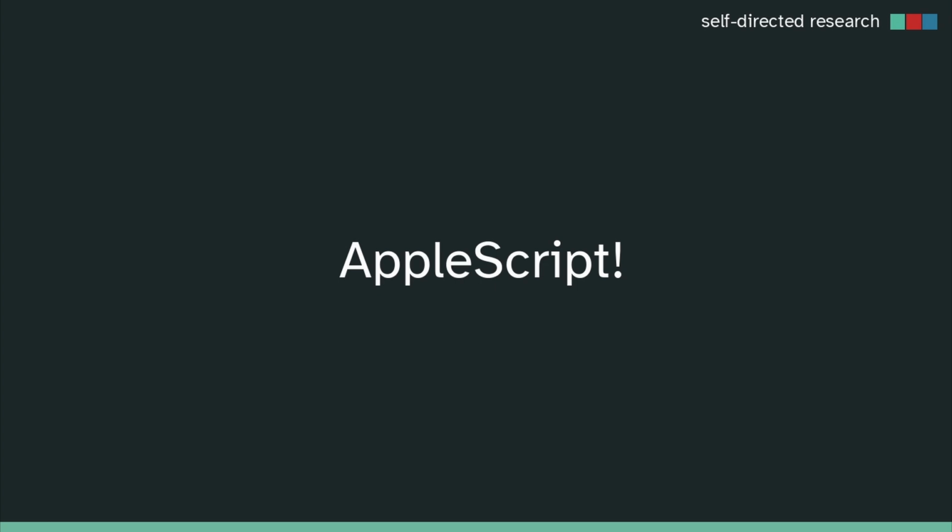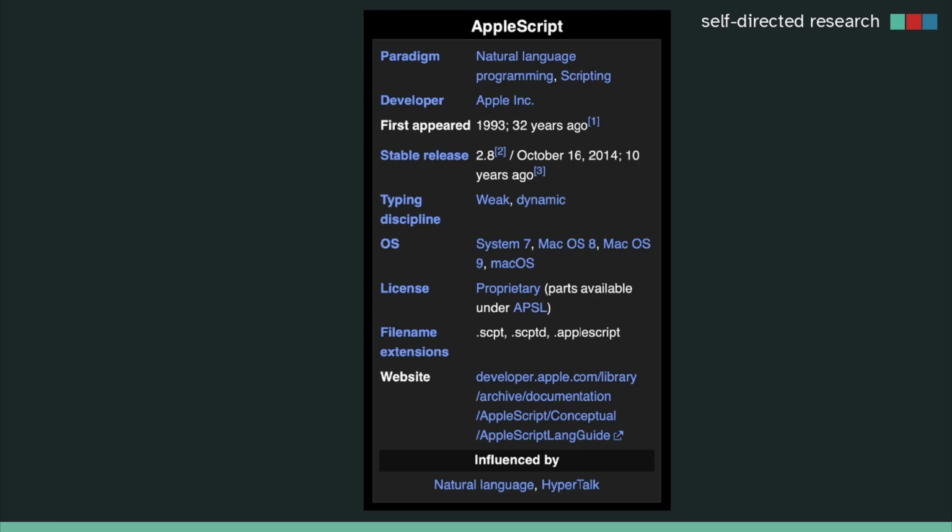Enter AppleScript. Yay! Initially, what motivated me to make that slide deck, that presentation here, was that AppleScript is freaking weird. So we're going to talk about AppleScript for a hot minute. It's a natural language developed by Apple that first appeared 32 years ago. I'm older than AppleScript, but not by much. I was born in 1990. It first appeared in 1993.